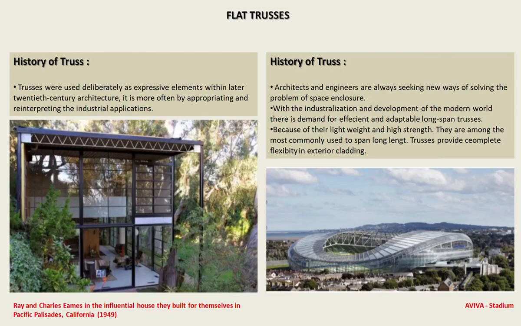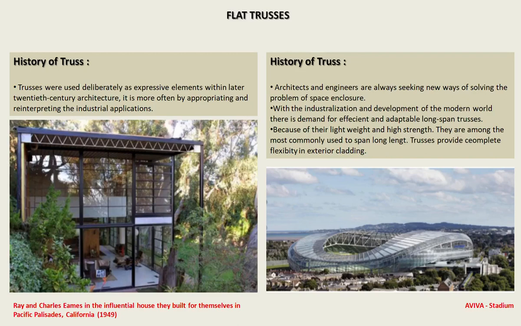Trusses were used deliberately as expressive elements. Within later 20th century architecture, it's more often by appropriating and reinterpreting the industrial applications. Architects and engineers are always seeking new ways of solving the problem of space enclosure. With the industrialization and development of the modern world, there is demand for efficient and adaptable long-span trusses. Because of their light weight and high strength, they are among the most commonly used to span long lengths.